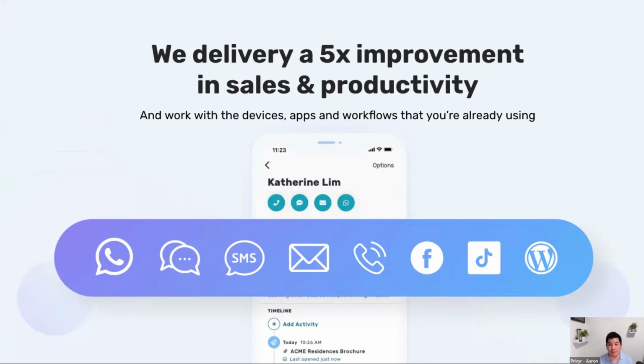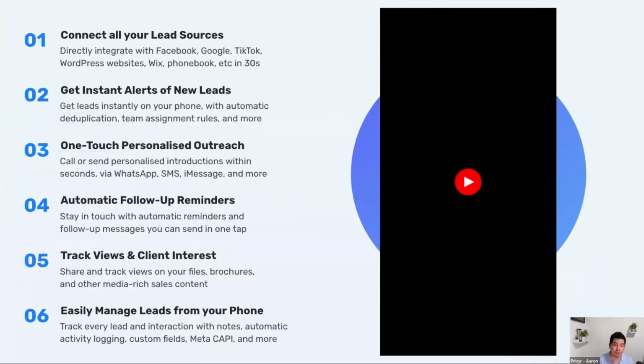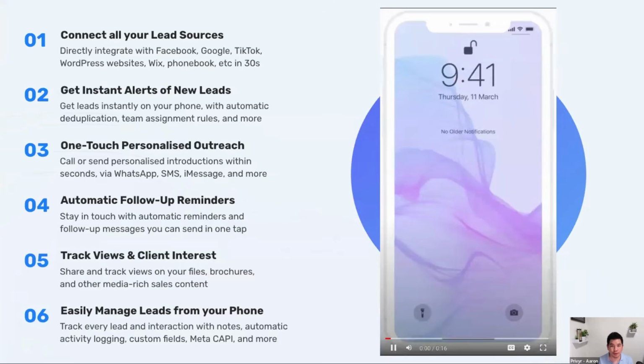Just to give you a quick run through of how this works, let's say with Facebook lead ads, first thing that you can do is you connect all your different lead sources to Privyr, and we can connect to many different sources like Facebook lead ads, Google ad lead forms, TikTok lead gen, LinkedIn lead gen, WordPress websites, Wix websites, all sorts of different websites and portals, your phone book CSV, and all of these are direct connections. So you don't need another third-party platform. You don't need to pay extra fees to connect to all of these platforms. And most of these you can set up in less than a minute.